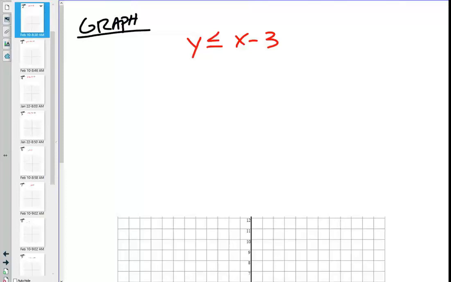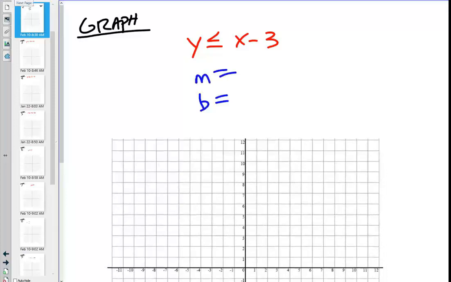Okay, so I want to graph this. What's good about the graphing? Y is by itself. When Y is by itself, how do we graph? We identify slope and y-intercept. Jonathan, what's my slope here?